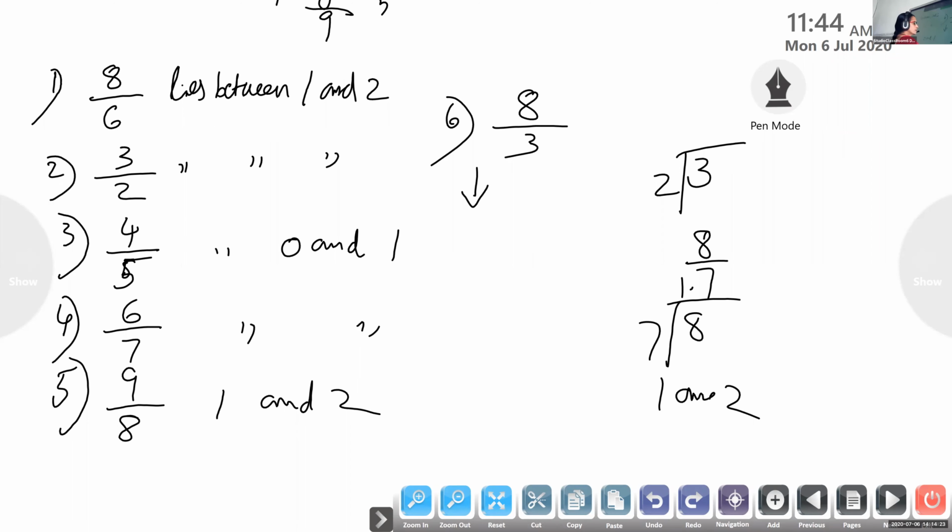Krishnaveni, you try to divide 8 by 3. What will come? Can you hear me, Krishnaveni? Ma'am, some voice is coming. Yes, ma'am. Okay, so you divide 8 by 3. What will you get first? What is the integer part?